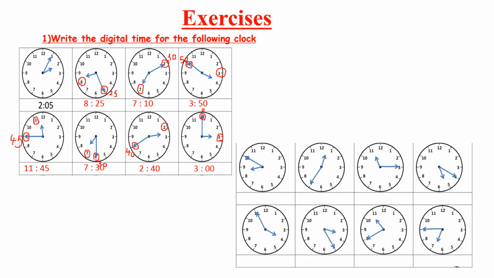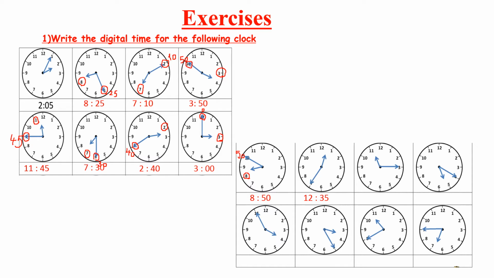This one here, it's between 8 and 9, so you have to take the smaller, it's 8, and the big hand is at 10. When it's at 10, it's 50 minutes, so the time will be 8 and 50 minutes.